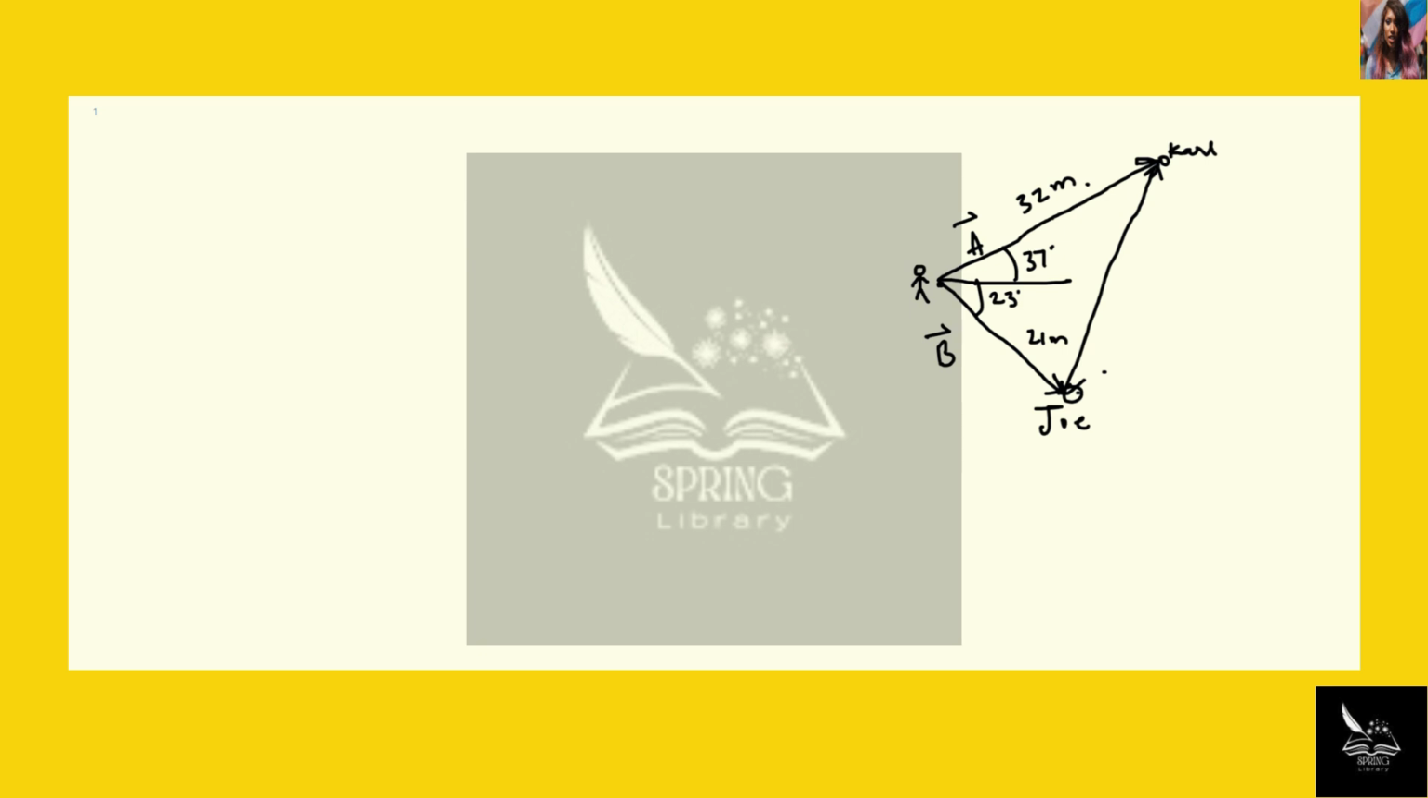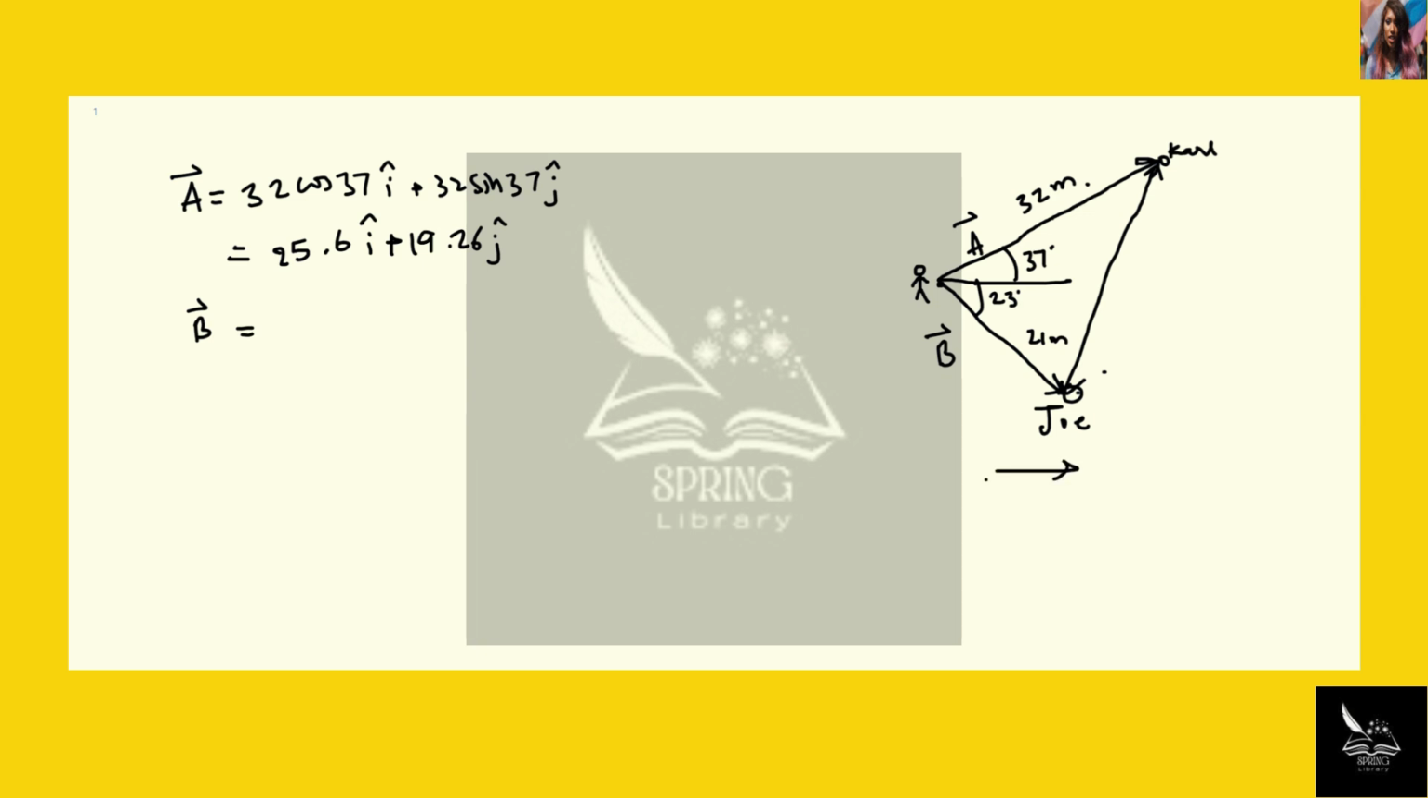Okay, so we can write down vector A as 32 cos 37 i hat plus 32 sin 37 j hat. Because it is in the first quadrant, it is straightforward, and it turns out to be 25.6 i hat plus 19.26 j hat.